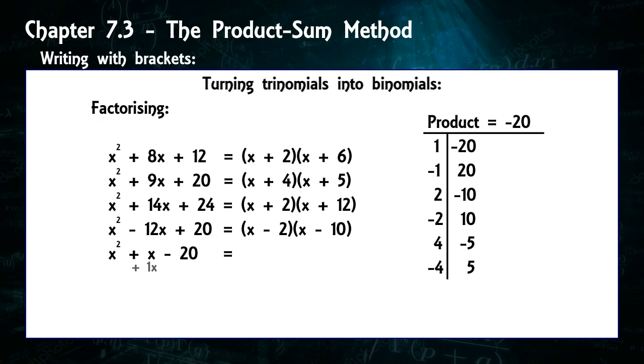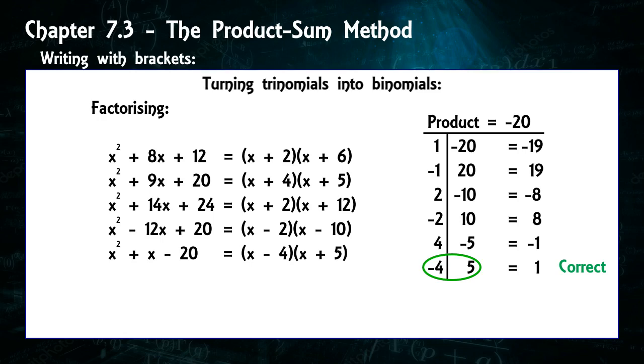When finished with the table, we're going to check for the sum of each combination. 1 and minus 20 give me minus 19. Minus 1 and 20 is 19. 2 and minus 10 is minus 8. Minus 2 and 10 is 8. 4 and minus 5 become minus 1. And minus 4 and 5 added give 1. We were looking for a sum of plus 1, so that means that minus 4 and 5 are the correct numbers. So x squared plus x minus 20 becomes (x-4)(x+5).